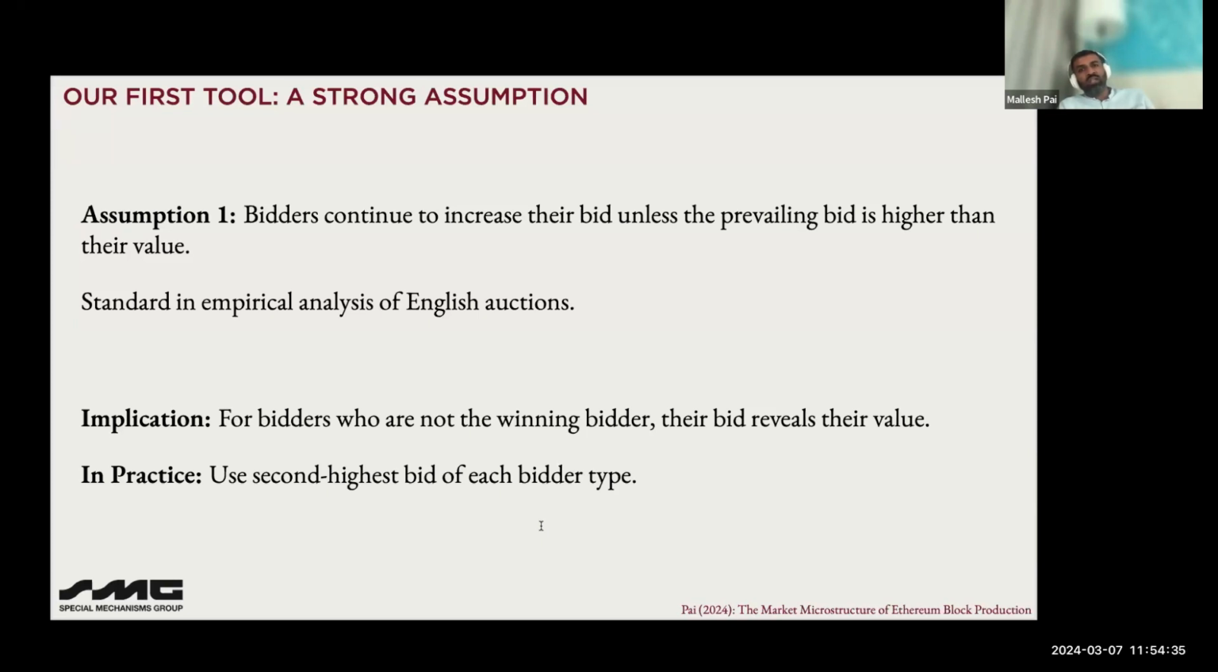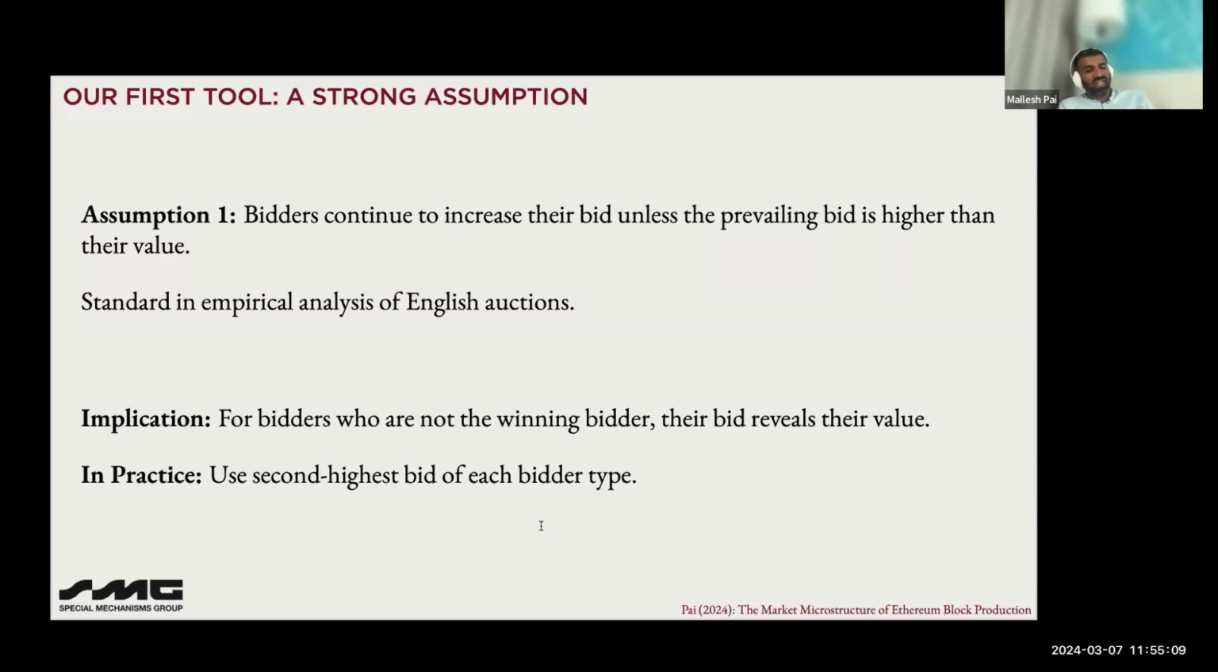Here, we know that bidders who have been outbid, if they have a particular value and it's profitable for them to increase their bid above the current highest bid, will continue to do so. They have a weakly dominant strategy to do so. So the assumption that we're going to use is that bidders will continue to increase their bid unless the prevailing high bid is higher than their value. And an implication of that is that for bidders who are not the winning bidder, their bid reveals their true value.